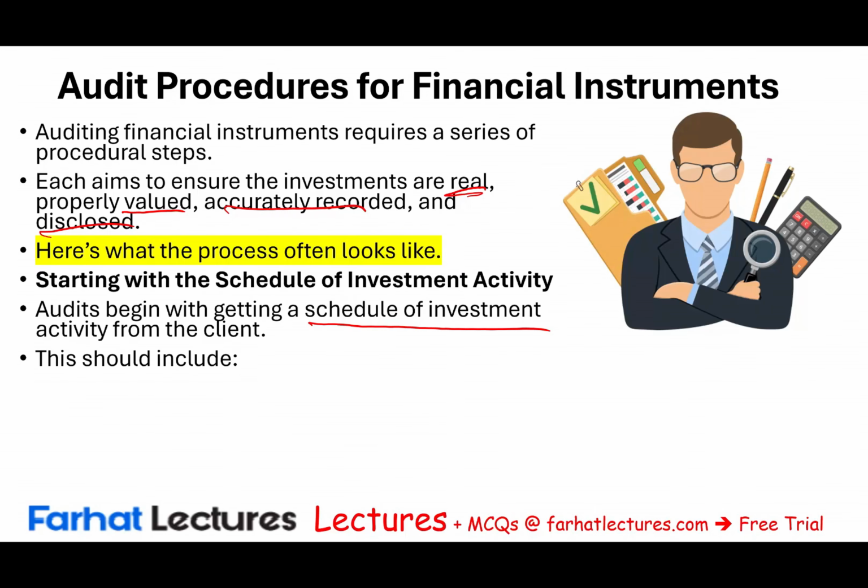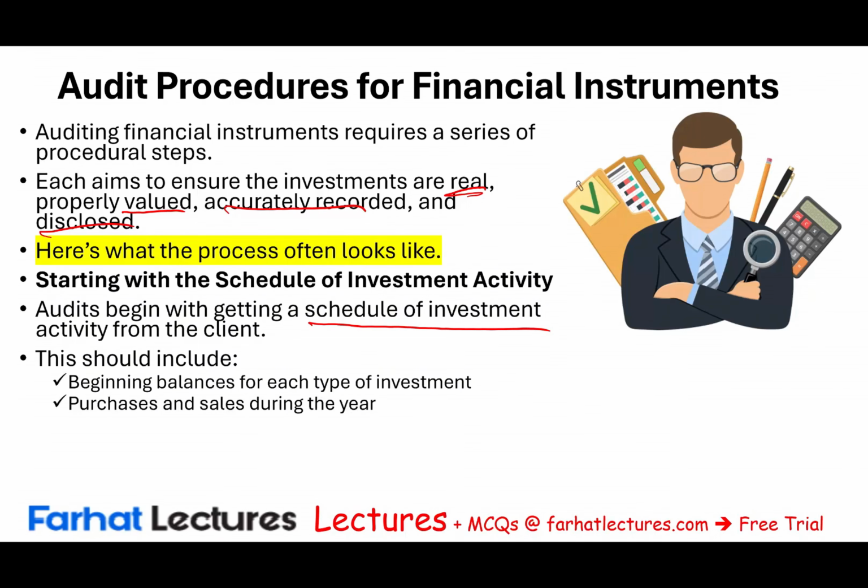So the audit begins by getting this schedule that includes the beginning balance of each type of investment. What are you starting with? Which is the ending balance of the prior year. If there's no beginning balance, it will be 0. Then you're going to add any purchases and subtract any sales from that schedule. Any gains or losses realized will be there. When they make a sale, they'll have the cost and they will have either the gain or the loss. And ending balances, ideally at fair value, assuming we are using the fair value.